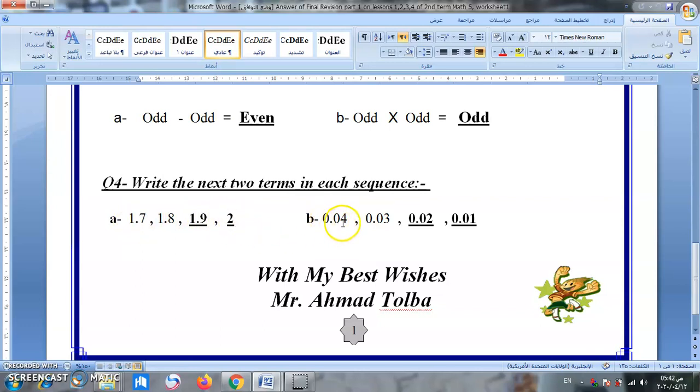Here 0.04 becomes 0.03. So now it decreases or increases? It decreases. Very good. تقل بمعدل قد ايه يا شباب؟ 0.01، يعني 1 من 100. So 0.03, 0.02, 0.01. This is worksheet number 1 for lessons 1, 2, 3, and 4.